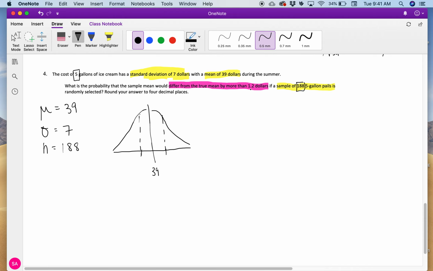Now we want a difference of 1.2. So we subtract and we add. So we do 39 minus 1.2 for this side, and over here, 39 plus 1.2. And we get two values. 37.8, and then 39 plus 1.2 is 40.2. Okay.